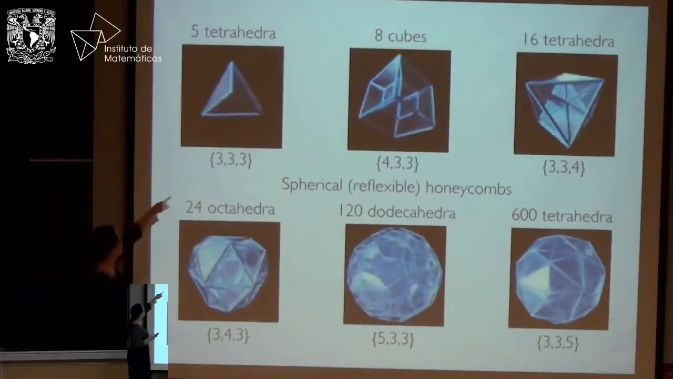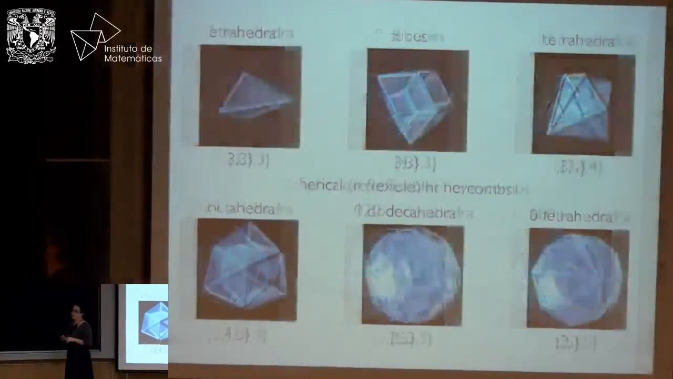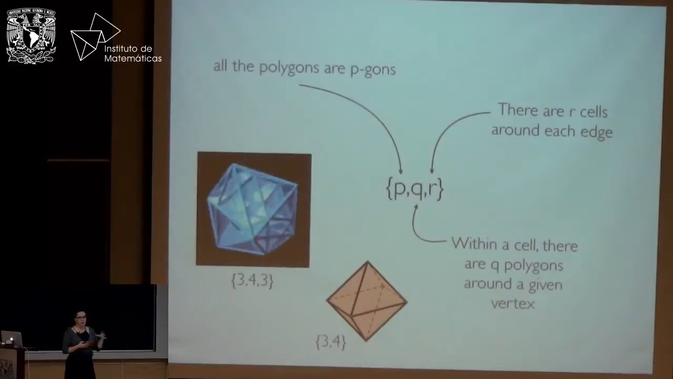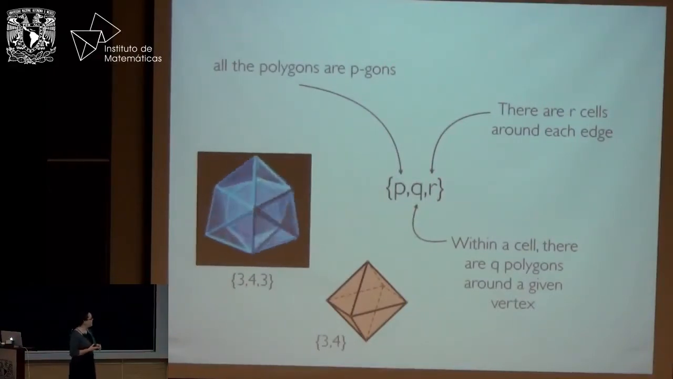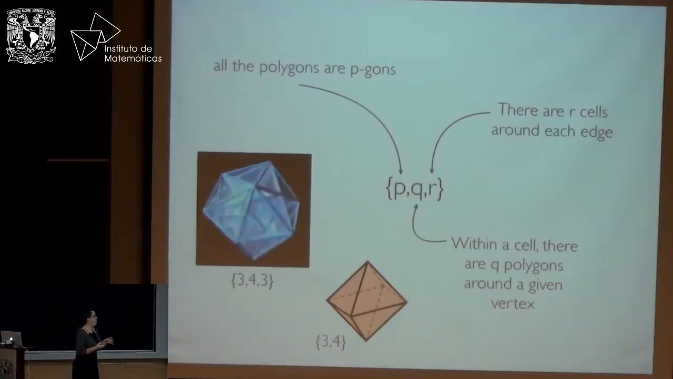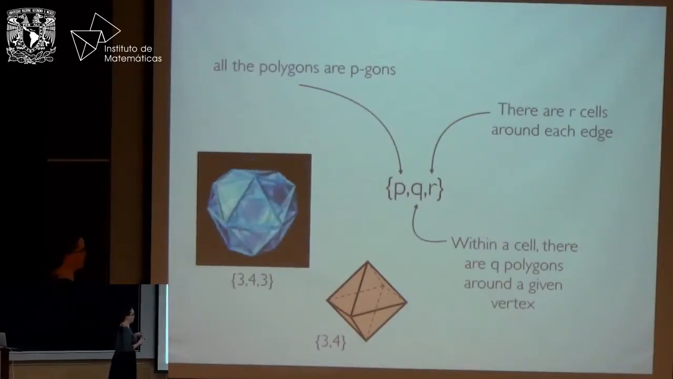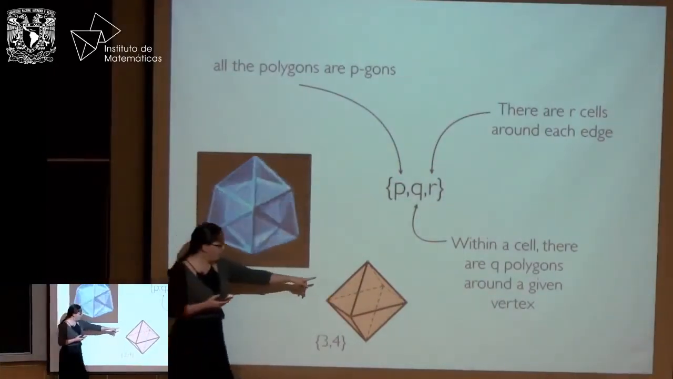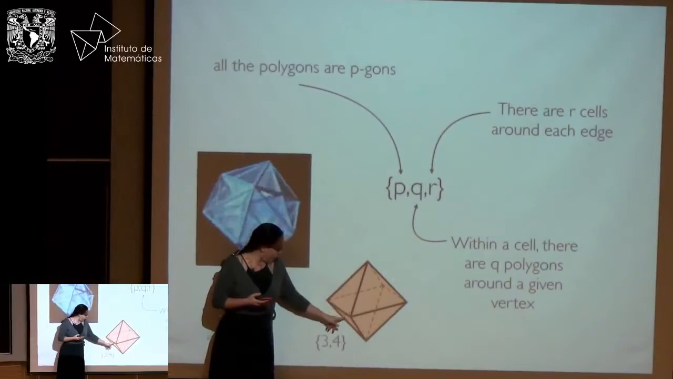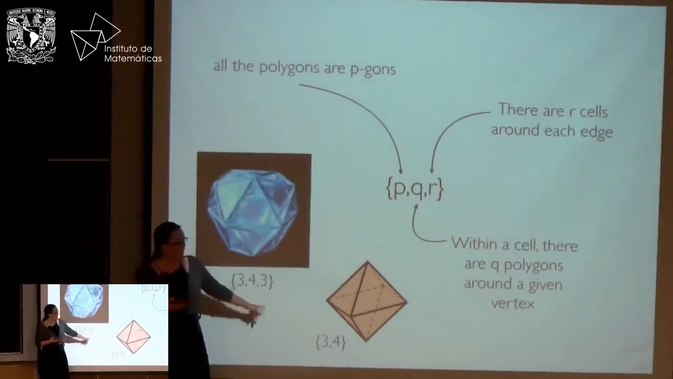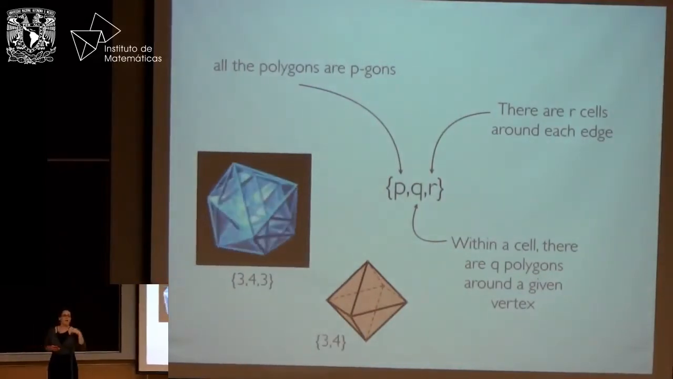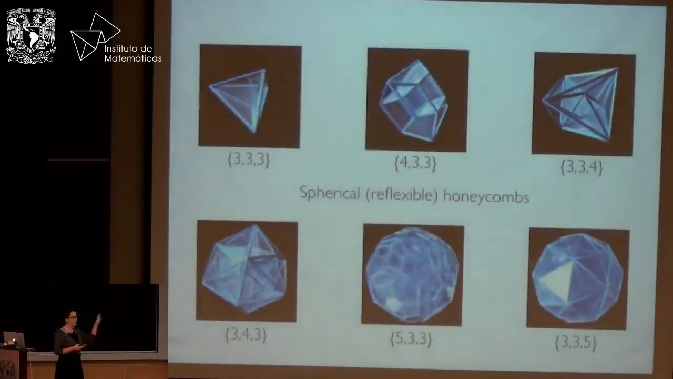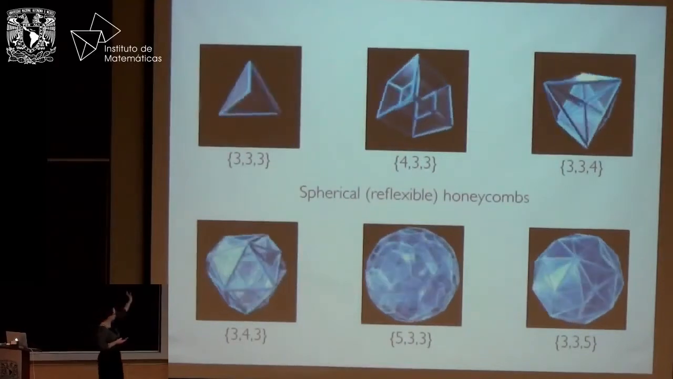Except to each of them, I'm going to attach one of these symbols here. And what this symbol means is the first entry, the P, means that all the polygons of my honeycomb are P-gons. Then the second one, the Q, means that within a cell, I have Q polygons around a given vertex. So for example, here, my symbol says 3, 4, so I have triangles, and around a vertex, I have 4 of them. And then the last entry, the R, means that I have R cells around each edge. So I give a name like that to all of these, and I'm going to be talking about these things.